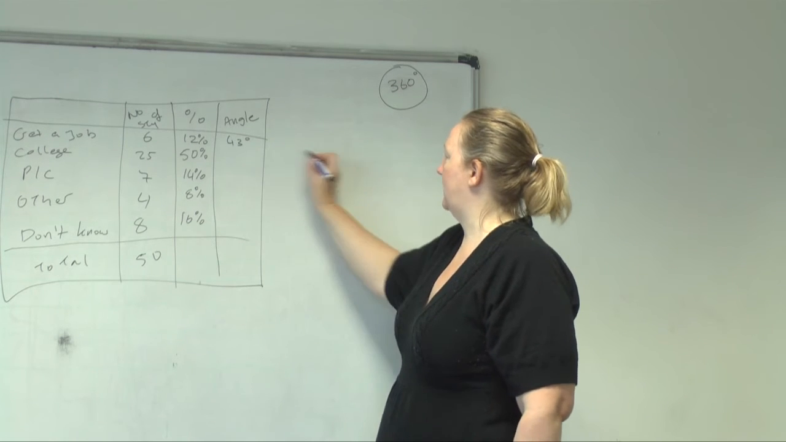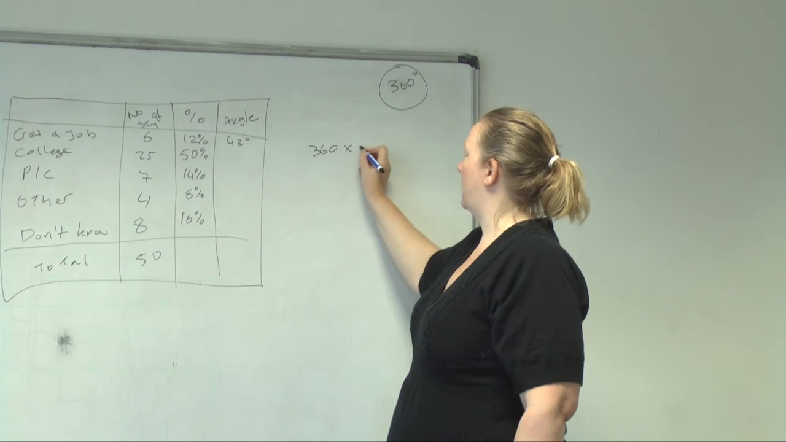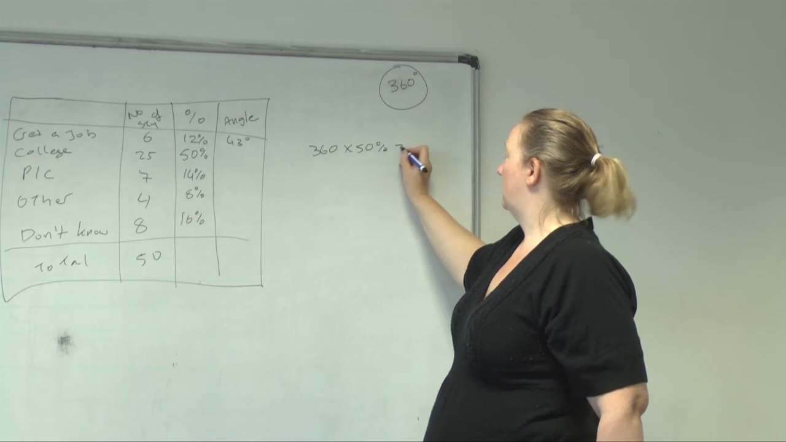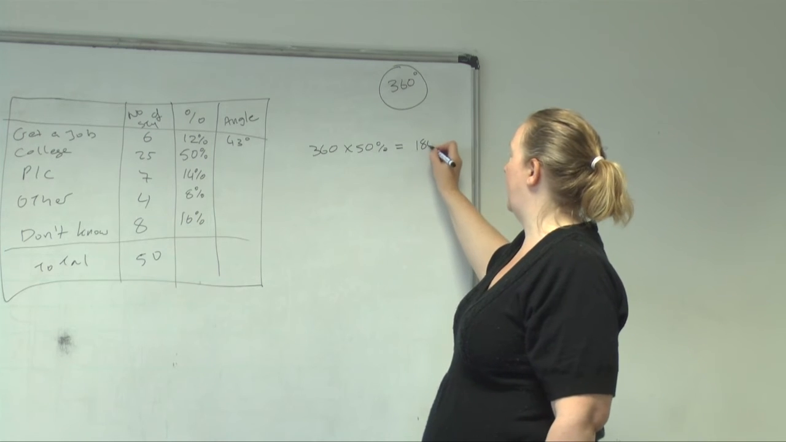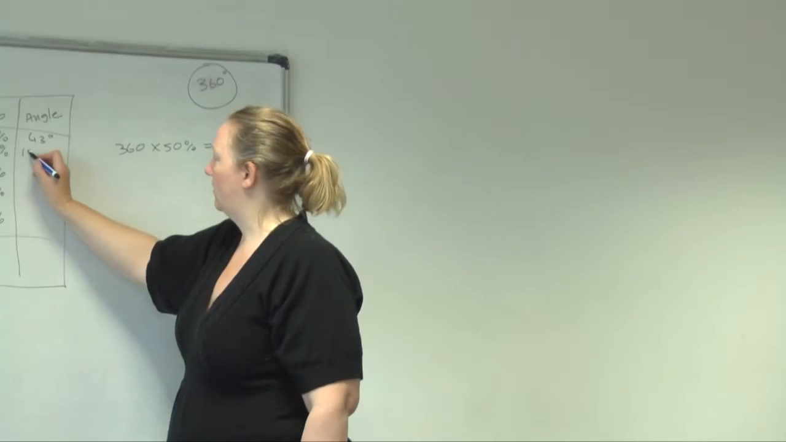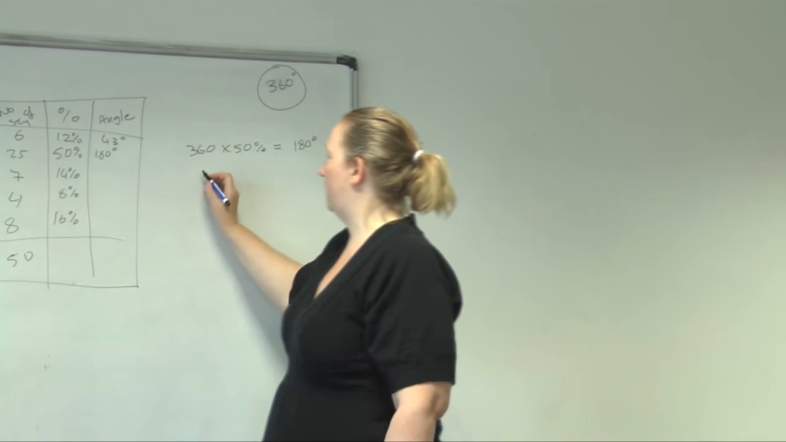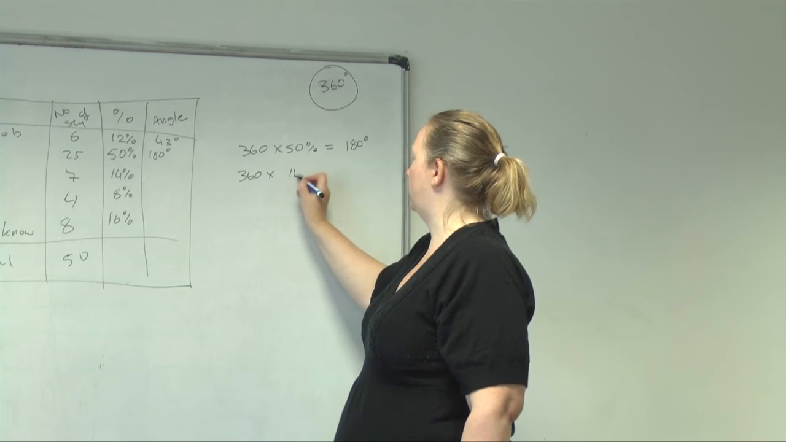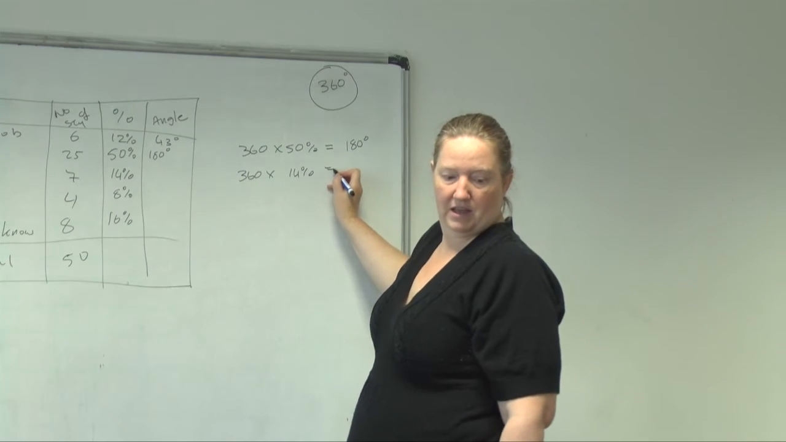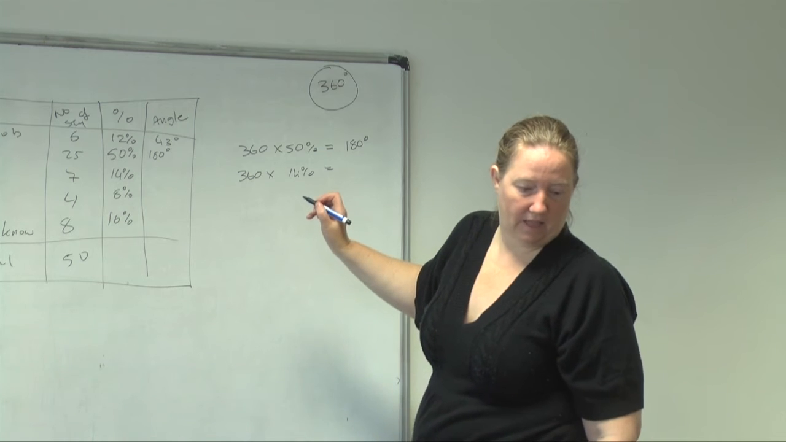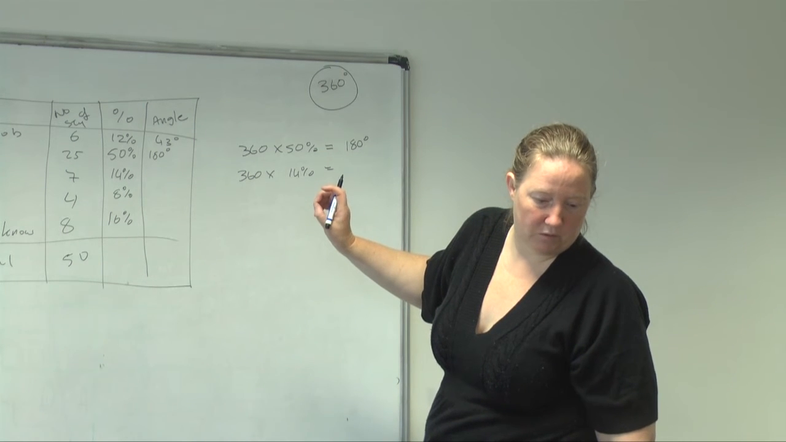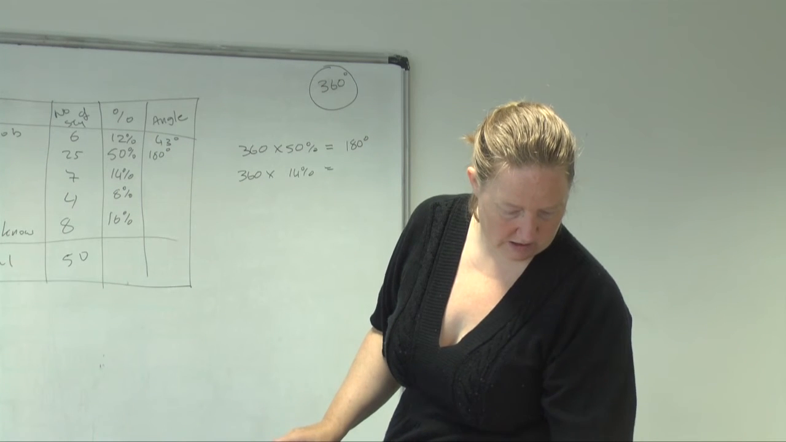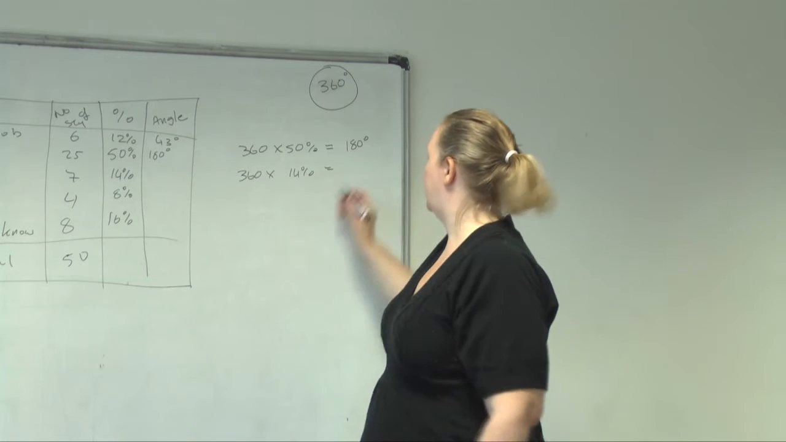So 360 multiplied by 50%, don't forget to put your percentage sign in, and you get 180 degrees. And you do the same with all of them. So 360 multiplied by the next one is 14%, and you get, how have I got it worked out?